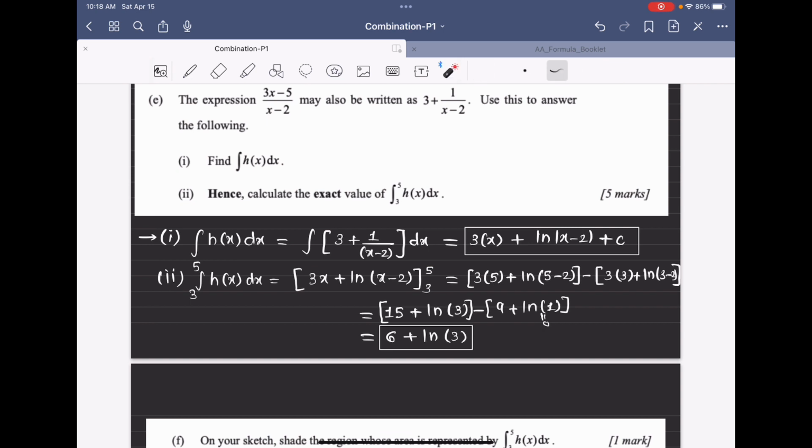Substitute the upper limit: 5 times 3 plus ln of 5 minus 2, minus 3 times 3 plus ln of 3 minus 2. 5 times 3 is 15, ln of 3, minus 3 times 3 is 9, ln of 1. ln 1 I know that it is equal to 0, so I am cancelling that. 15 minus 9 is 6, ln 3 is ln 3, that is my answer.